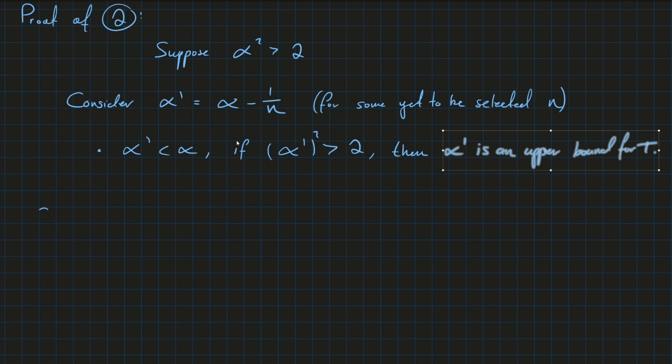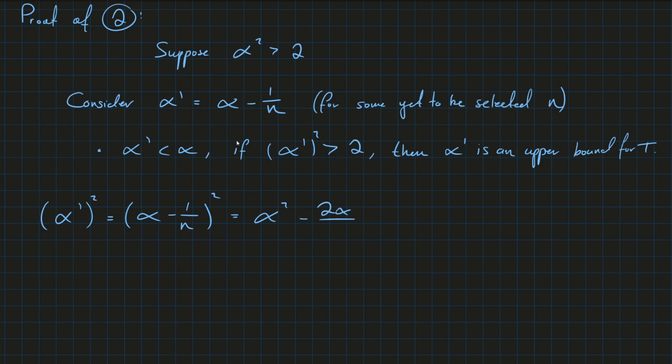Okay, so similar vibe now. We consider alpha prime squared, which is equal to alpha minus 1 over n squared. And okay, what is this? This is alpha squared minus 2 alpha over n plus 1 over n squared, right? And again, we're trying to show this is greater than 2. That's our goal eventually. So it's fine if I start making it smaller. One thing I could do to simplify my life a little bit is get rid of this term, and so clearly we're making it smaller.